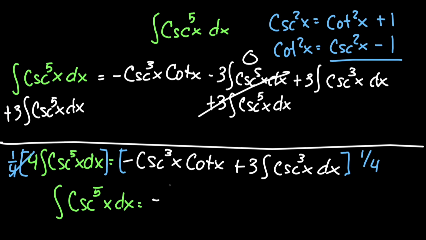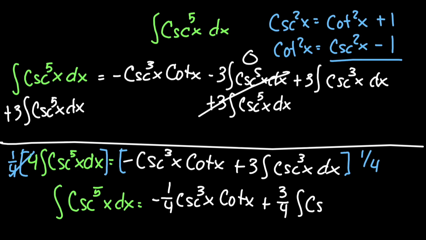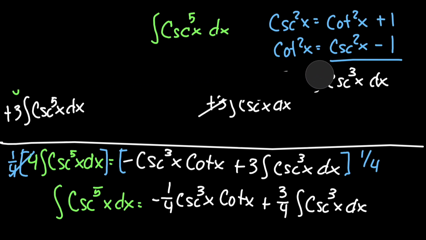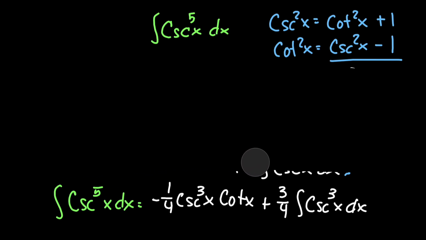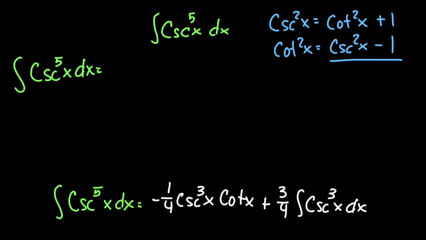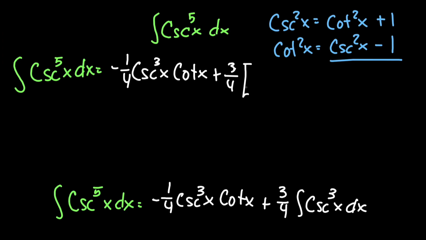And what we have here would be negative 1/4 cosecant cube of x cotangent of x plus 3 multiplied by 1/4 would be equal to 3/4 the integral of cosecant cube of x dx. The next step would be to get rid of the remaining integral here, which is the integral of cosecant cube of x. But since we already had solved that earlier, let's just put the final answer. So this would be this plus 3/4 multiplied by the integral of cosecant cube of x.